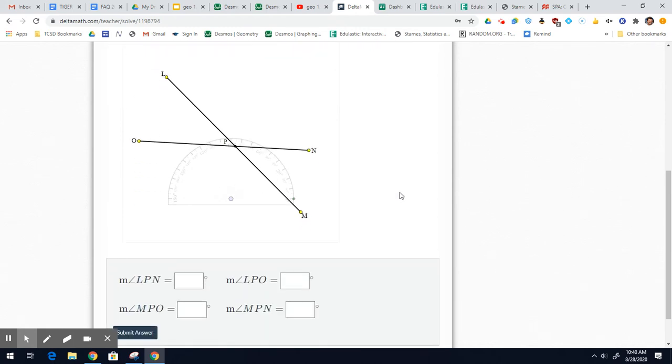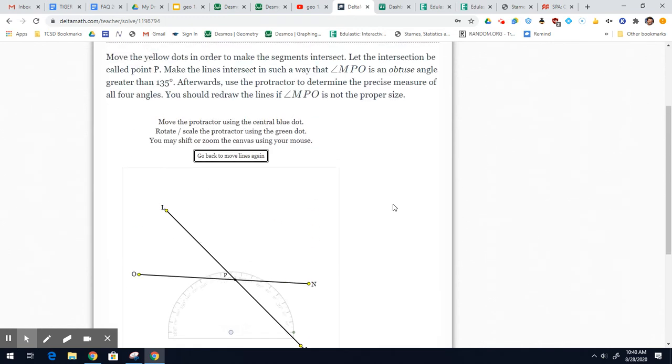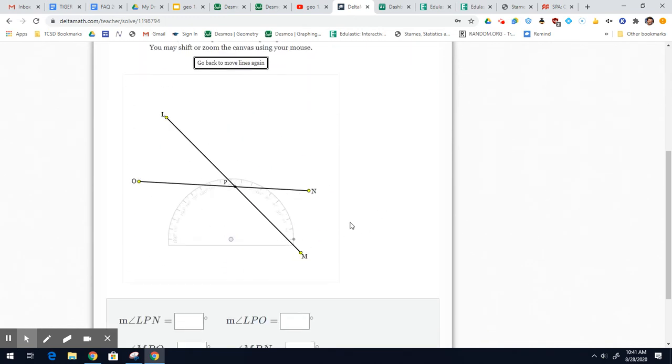We've done this before. We're measuring angles. And again, here are all four angles down there. Now I want to start with MPO because that's the angle I was supposed to set greater than 135. Notice that all four angles, the two vertical angle pairs, all have a vertex at P. So just take your protractor and move that blue dot to P. And now it's about rotating the protractor so that you're measuring the proper angle.